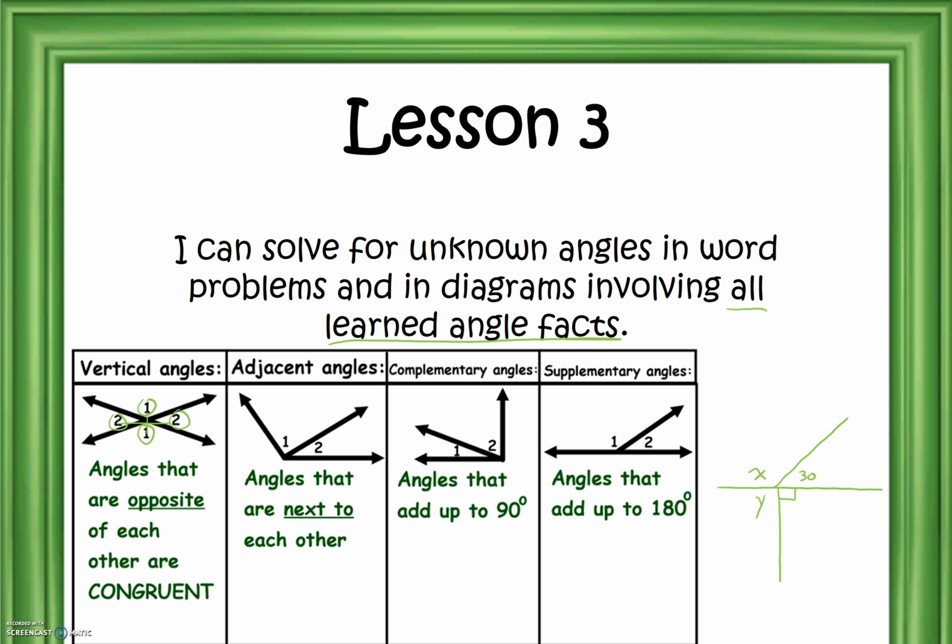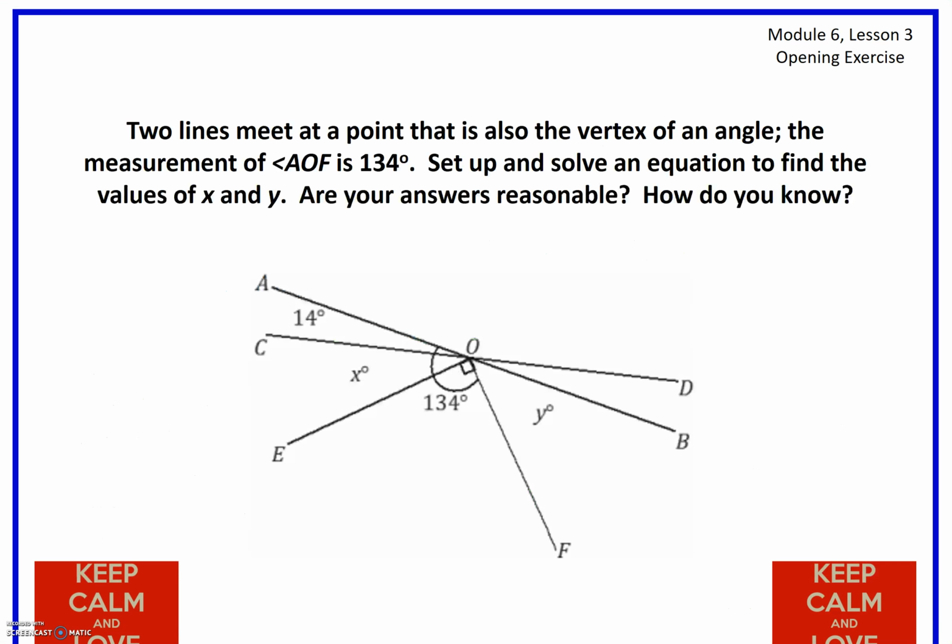Adjacent angles are angles directly next to each other. Complementary angles add up to 90 degrees, and supplementary angles add up to 180 degrees. There are also angles that create a circle, and those sums are 360 degrees. So let's go ahead and do the opening exercise on your notes.